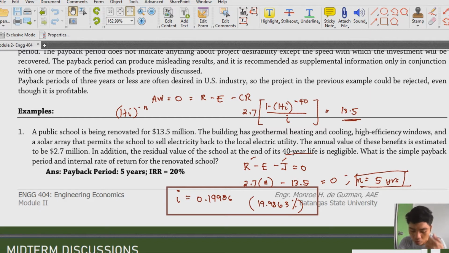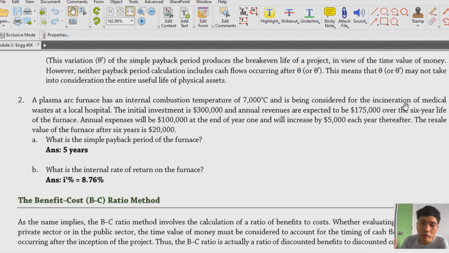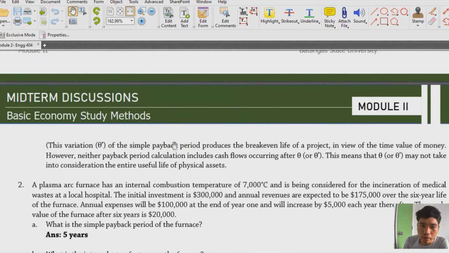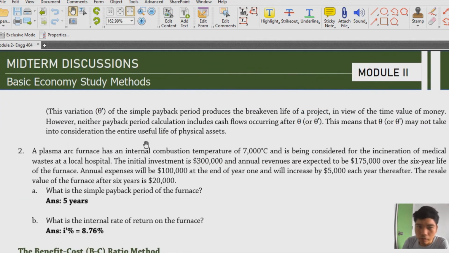But now, as I said, let's just stick with the simple payout period because I won't really be adding it to what we need to study further. So here it says that this variation of theta, that's our n, of the simple payback period produces the break-even life of a project in view of the time value of money. However, neither payback period calculation includes cash flow occurring after theta. This means that theta may not take into consideration the entire useful life of physical assets.